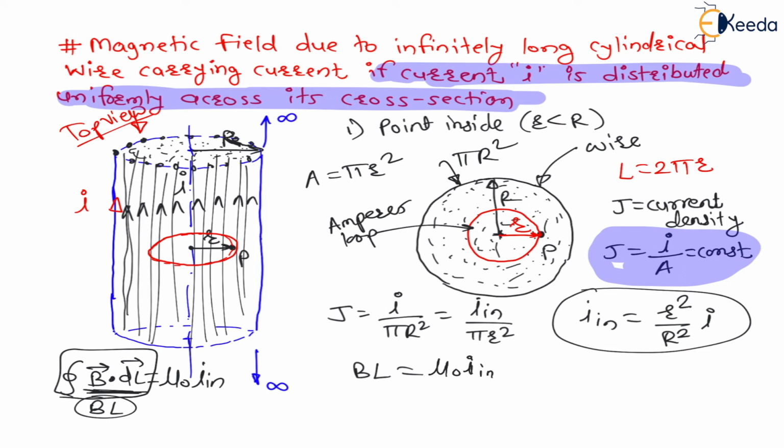Therefore L will be 2 pi r for the loop. L is for the loop. Therefore my dear students, B will become mu naught I inside, which is r square I divided by capital R square, divided by L, which is 2 pi r. So one small r will get cancelled, right? So my dear students, what will be the B?